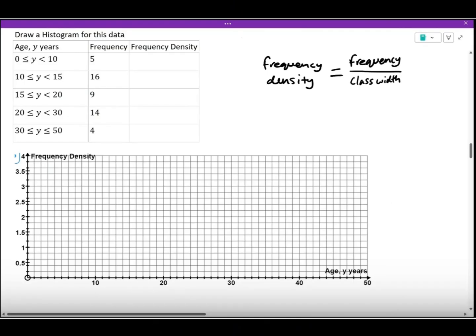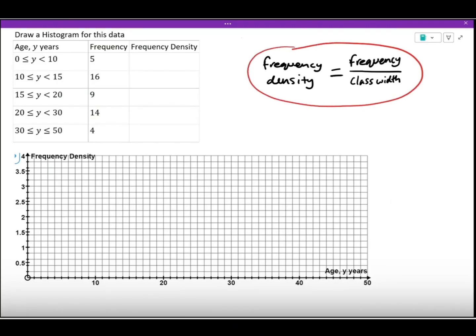So we're now going to go through drawing a histogram when given a frequency table, and we're going to make use of our frequency density formula over here. So let's look at our data. We're given some ages, and we've got 5 classes in total. We've got 5 rows in our table.